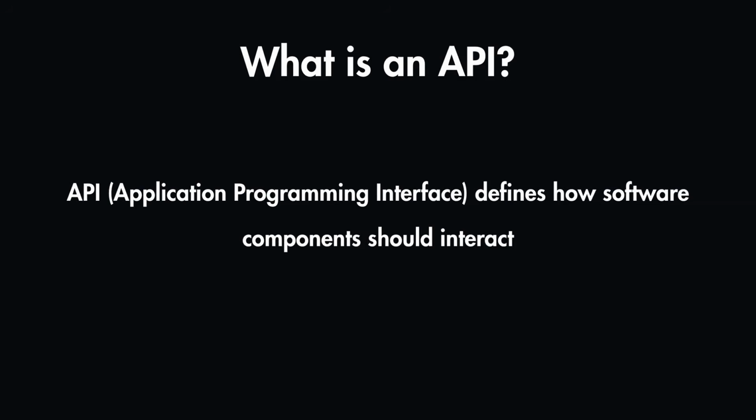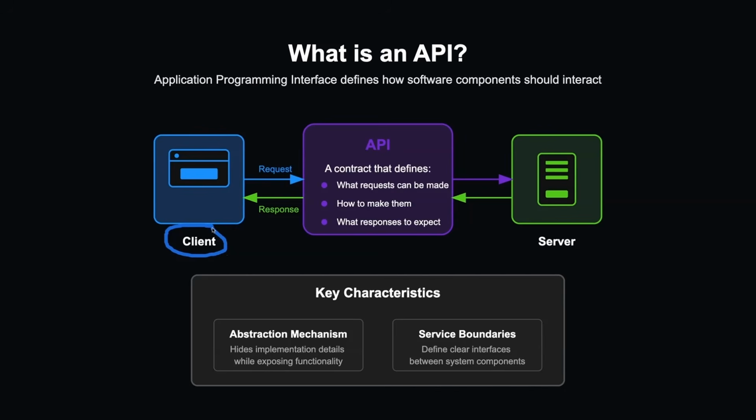So let's start by understanding what is an API. API stands for Application Programming Interface, which defines how software components should interact with each other. Let's say on one side you have the client, which is either the mobile phone or the browser of this user, and on the other side you have the server, which will be responding to the requests. So API here is just a contract that defines these terms, which are what requests can be made. So it provides us with an interface on how to make these requests, meaning what endpoints do we have, what methods can we use, and so on. Also, what responses can we expect from this server for a specific endpoint?